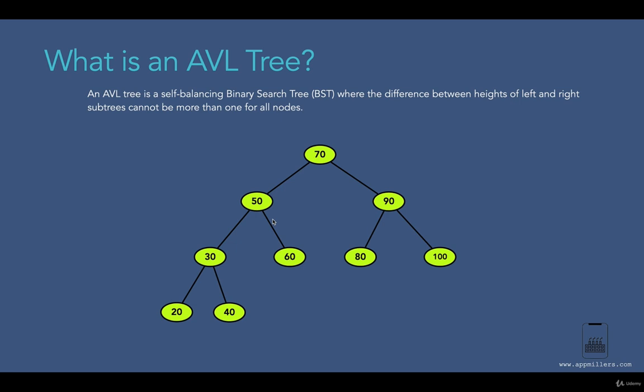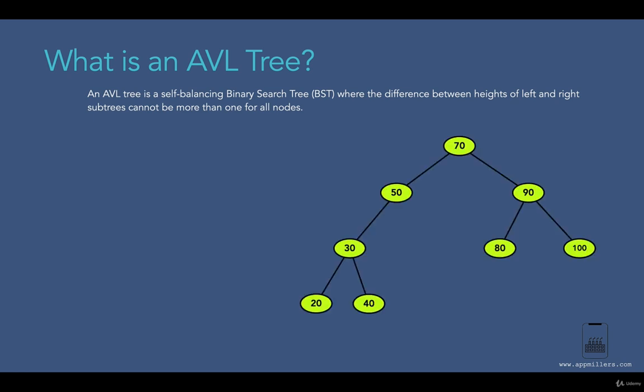So how can an AVL tree keep a binary search tree balanced? The mechanism is simple. It uses height balancing. So let's look at this example over here. Let's say we have a binary search tree like this, and we are going to check if this binary search tree is an AVL tree or not. So in this case we are going to start from the first node. In the root node we have 70.